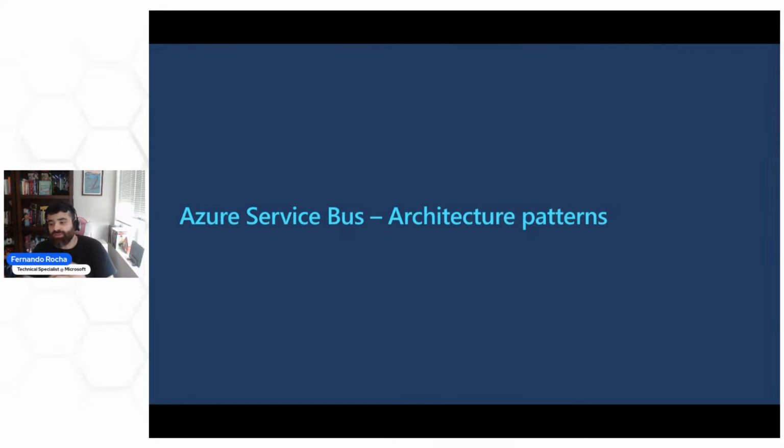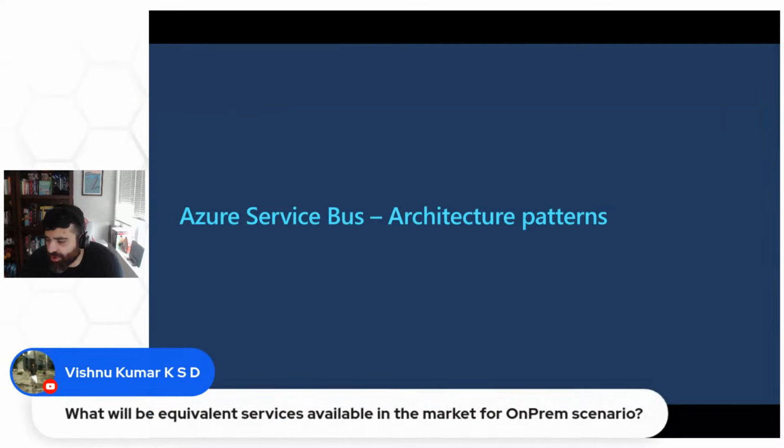Now, let's talk about some of the architectural patterns that we have. Before that, Vishnu has a question. What will be the equivalent service available in the market for an on-prem scenario, right? So Service Bus is one option for you for an on-premises scenario if you choose to do so.